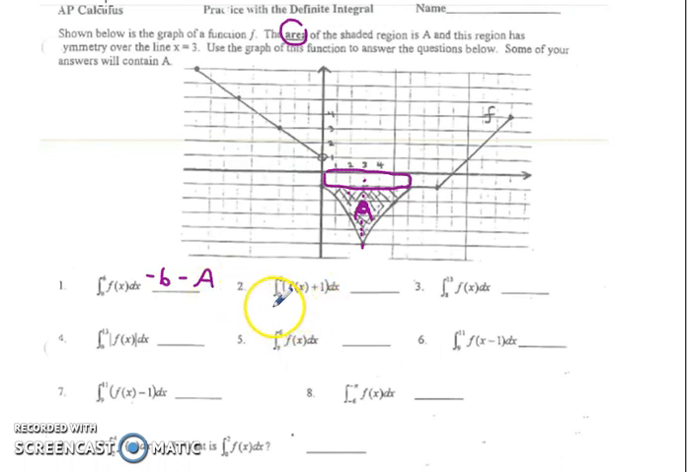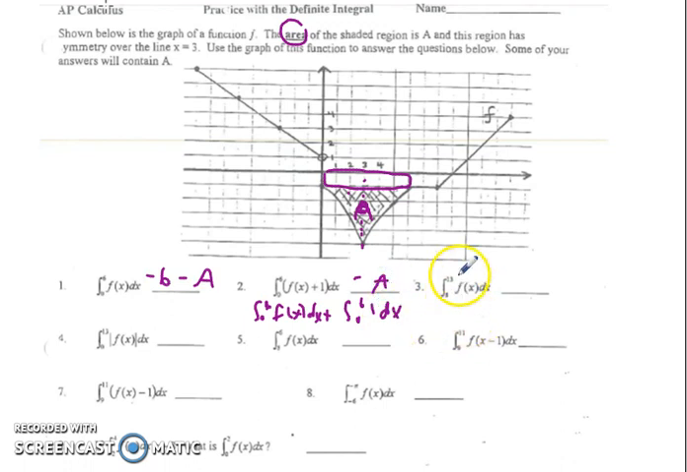For number 2, we're going to actually separate this into two different integrals. We have the integral from 0 to 6 of f of x dx plus the integral of 1 dx. We already have the first part over here in number 1. Then the integral of 1 dx is just a height of 1 and a base of 6. So that's 6, and when you add it to this negative 6, it goes away. So the answer is just negative A here.